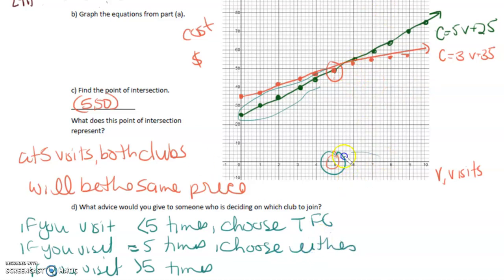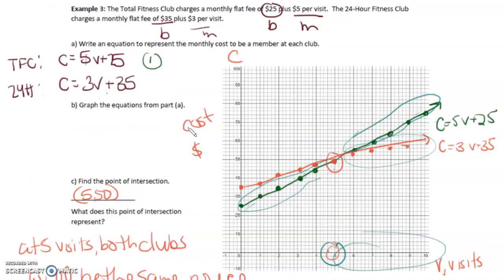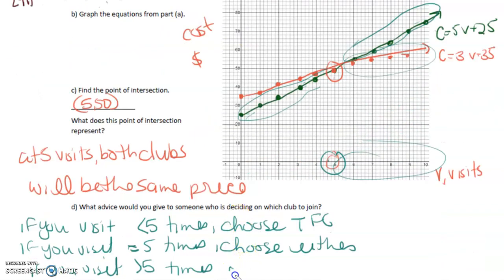Now, over 5 times is going to be over here. See this green? Now the green went from less in cost to greater in cost. So we're not going to choose the green. We're going to choose the red this time. So 3V plus 35, which is 24-hour fitness. So we're going to say choose 24-hour fitness. Okay, so always a 3-tier answer.